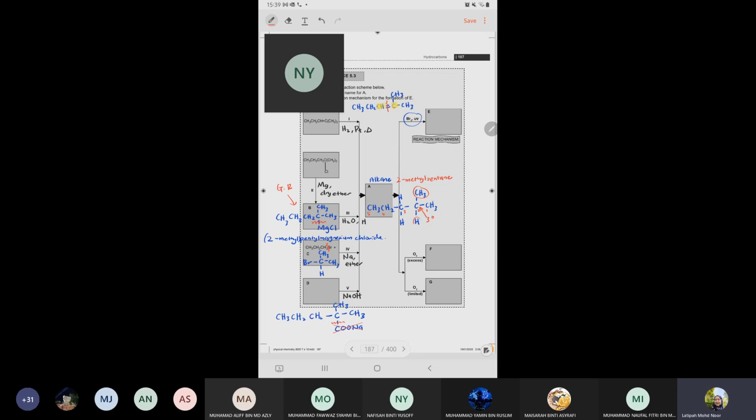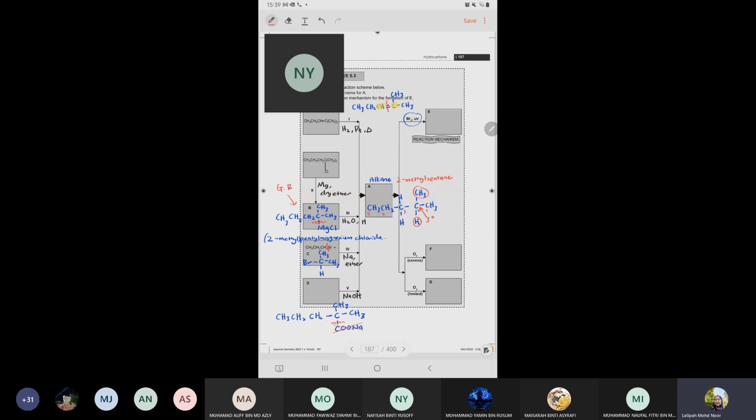Okay, dia ada satu H. So, boleh tak kita buat monohalogenation situ? Kelas? Yes, madam. Boleh tak? Can we do monohalogenation at that carbon? Boleh, madam, sebab lagi stable. Yes. Okay, so kita ada tertiary carbon kat carbon nombor 2. Carbon nombor 3 ni adalah secondary carbon. Okay, boleh juga buat monohalogenation kat situ.